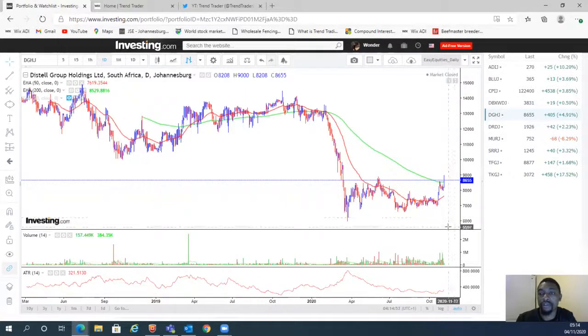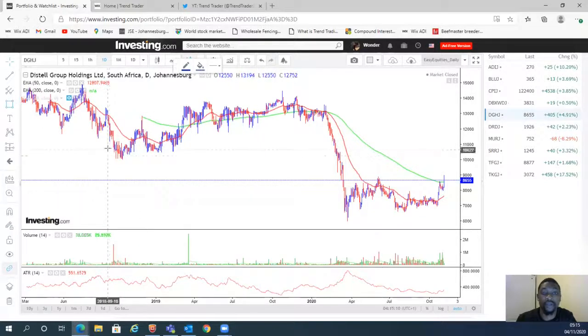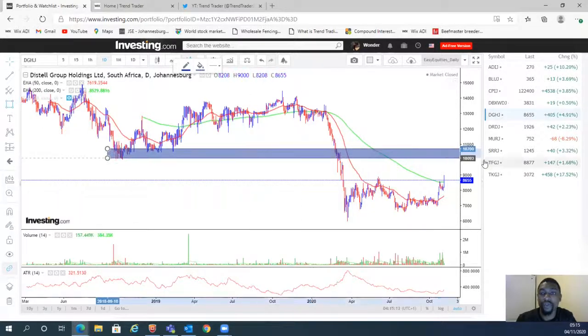So yesterday it closed above 86 Rand 55 cents per share, and it closed above the 200-day exponential moving average. So that is our buy signal. We will be adding this Dell group into our portfolio. There are many ways that this trade can work. As you can see, we anticipate some bit of resistance around this level, 101 Rand to 107 Rand.